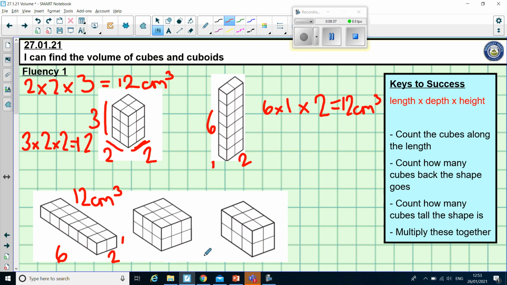Okay, the next one, my length was 3, my depth was 3, and my height on this one was 2. So I had to do 2 times 3 times 3. 2 times 3 is 6, times that by 3 gives me 18. 18 centimetres cubed. Next one, we've got the length is 2, the depth is 3, the height is 2. 3 times 2 is 6, times by 2 is 12 centimetres cubed. Okay, hopefully this is all making sense so far, Year 6.